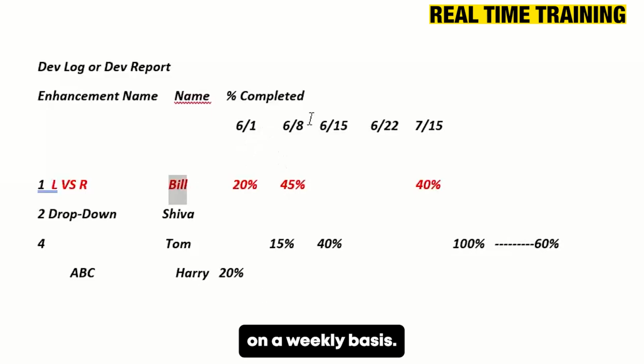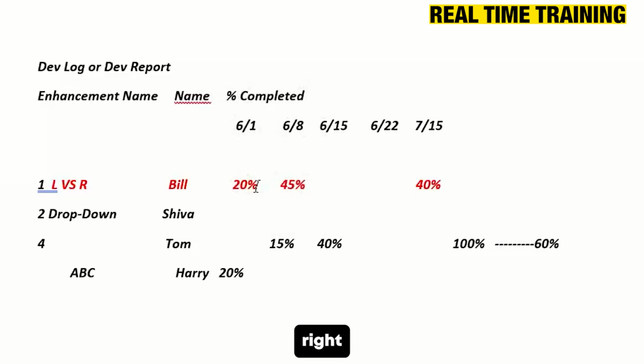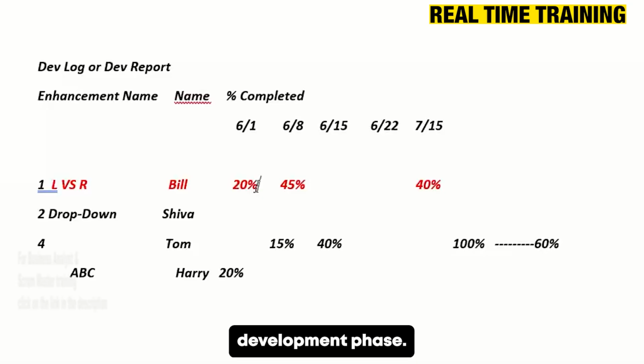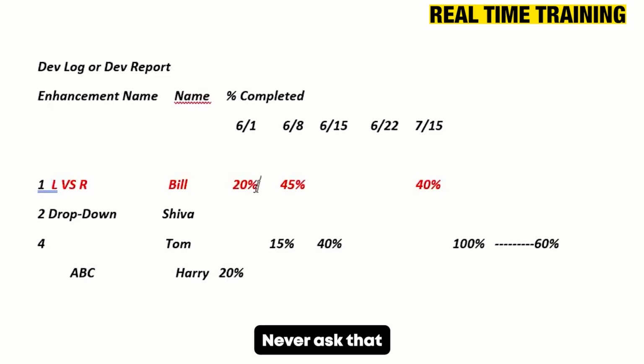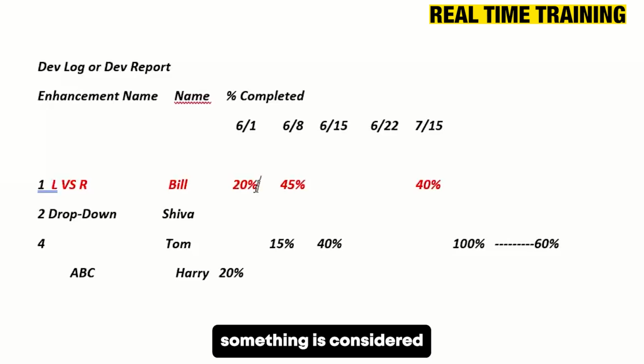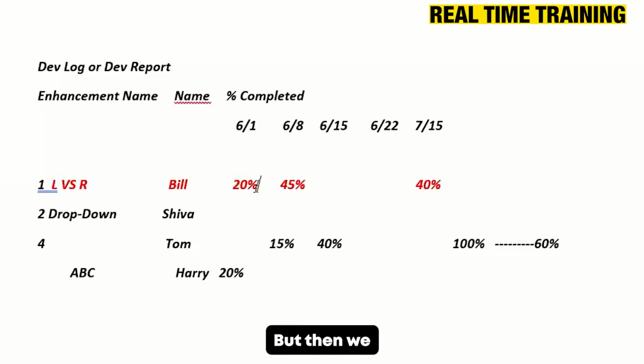and percentage completed on a weekly basis. So every week you'll come and ask, so Bill, how much have you completed? Bill will say, I've completed this much. Now this is something that you have to know, right? During the development phase, whenever you are asked to gather status, never ask anyone, did you finish this work? Never ask that. Or never ask anyone, how much have you completed? Because at least in North America, it is not considered very polite. It's considered to be inappropriate to ask someone, did you finish something? It's considered to be borderline inappropriate. I've made that mistake, and it will not go well.